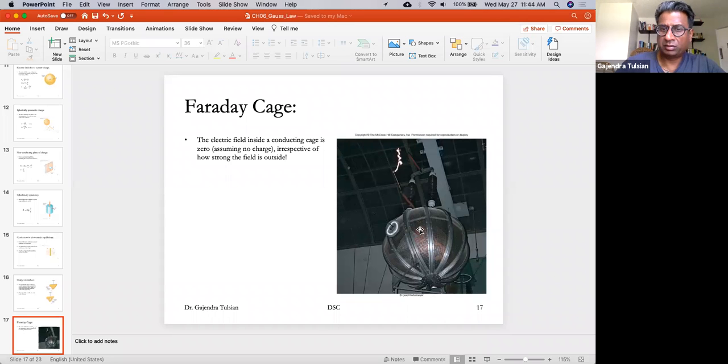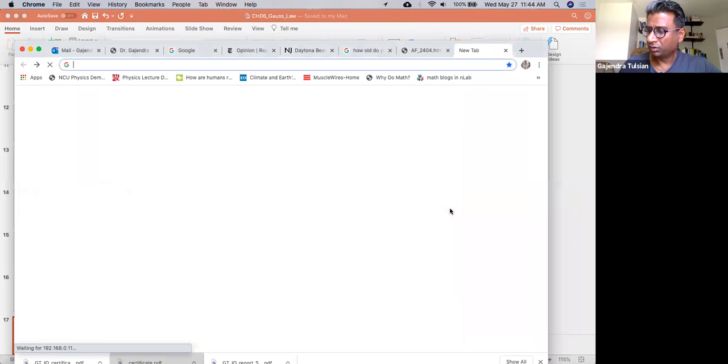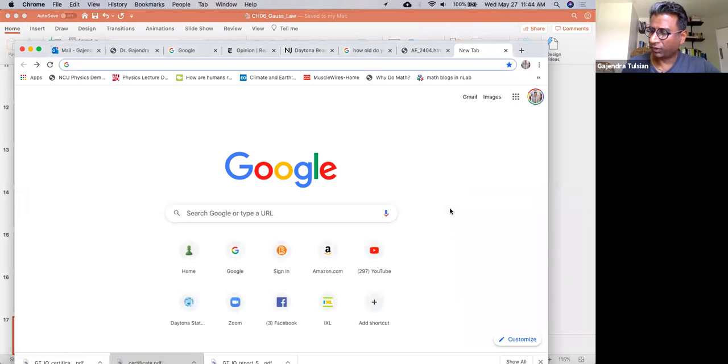We saw an example of the Faraday's cage. So this was the Faraday's cage.